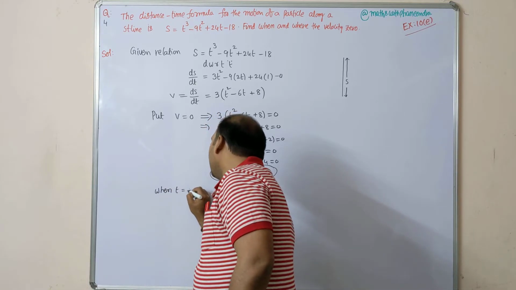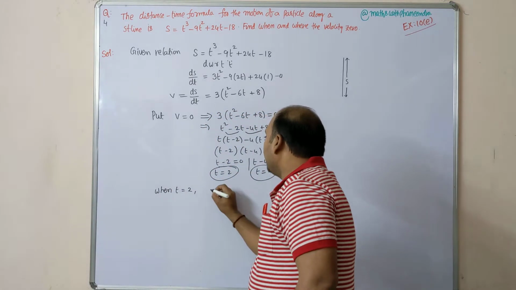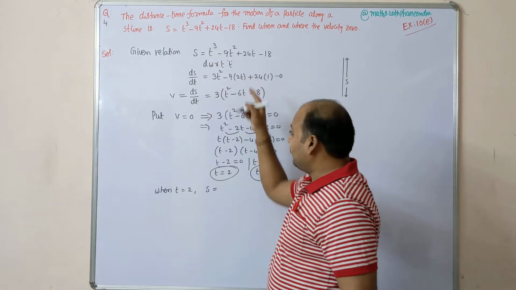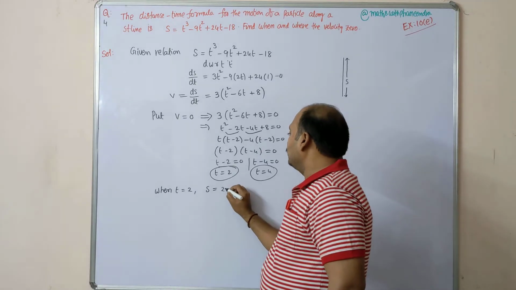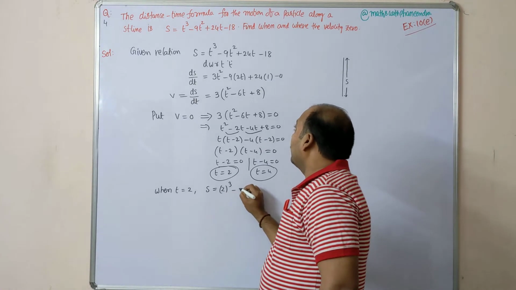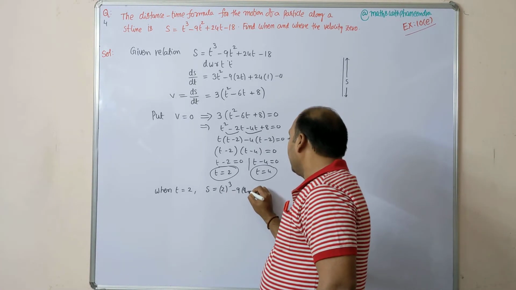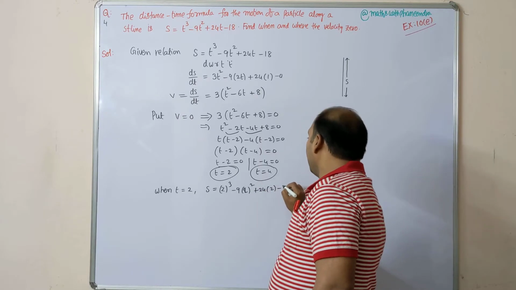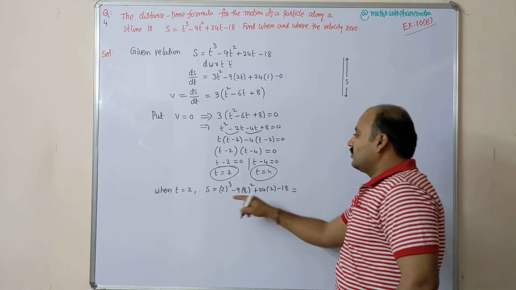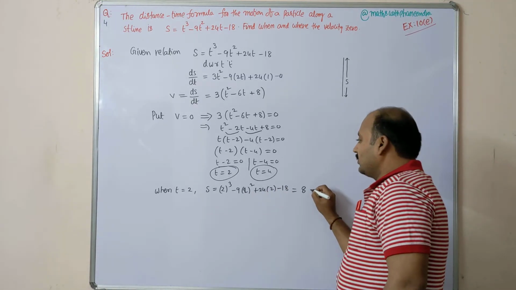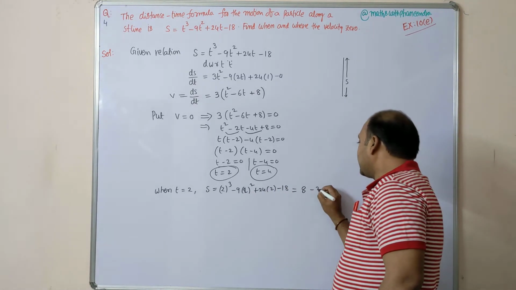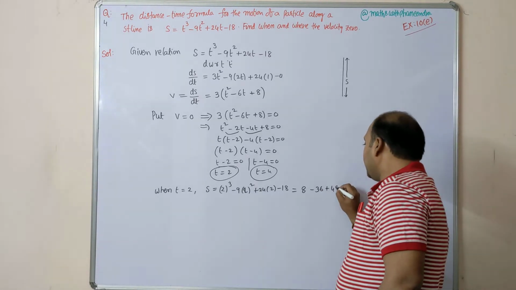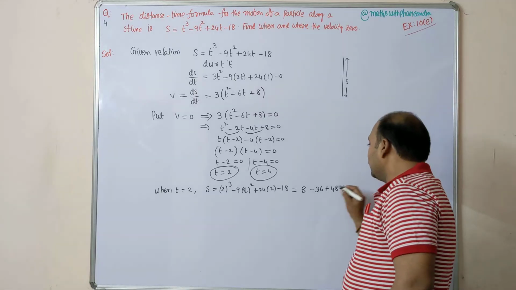When t is equal to 2, s is equal to, in place of t, substitute 2. 2 cube minus 9 into t square, 2 square, plus 24 into 2 minus 18. 2 cube is 8, 9 into 4 is 36, plus 24 into 2 is 48, minus 18.